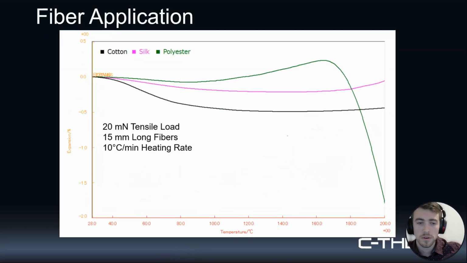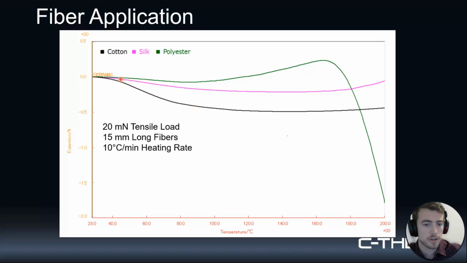So this also has very big application in textiles. As you see here, we have the expansion of various fibers. By looking at this graph, what does this tell us? You see here in black that cotton shrunk up until around 100 degrees Celsius. This is likely due to dehydration. There was water or moisture adsorbed in the fiber.